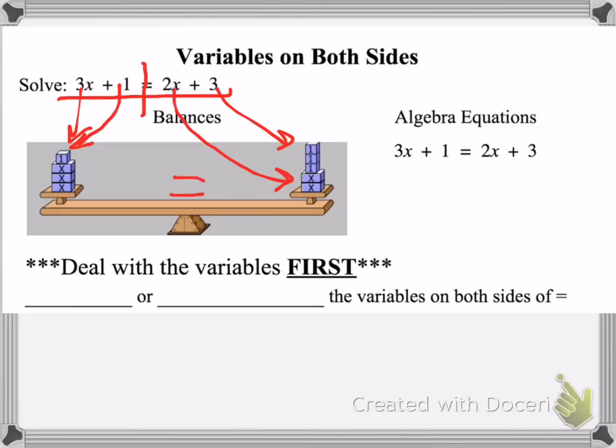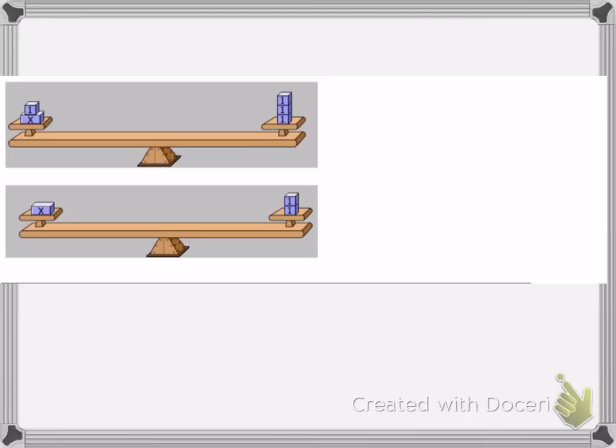What you're going to end up having to do is deal with the variables first. You're going to take care of those variables. You're either going to subtract them, add them, whatever, so that you only have variables on one side. So, add or subtract the variables on both sides of the equal sign. So, I'm going to show you what that looks like.